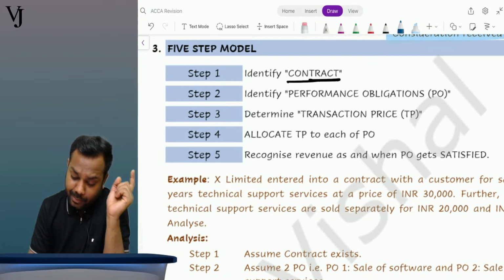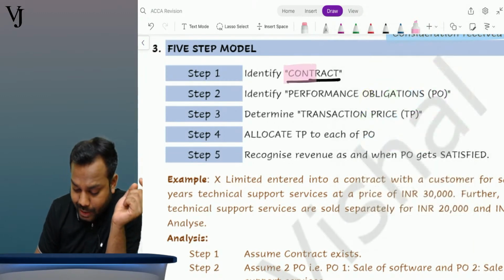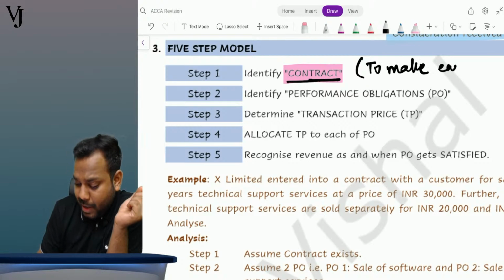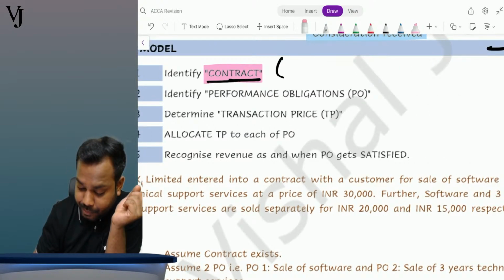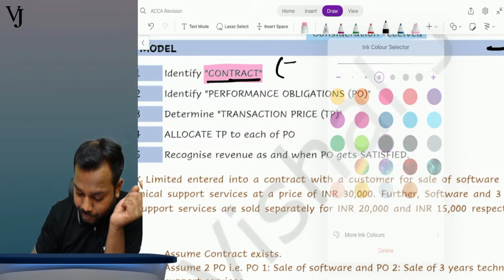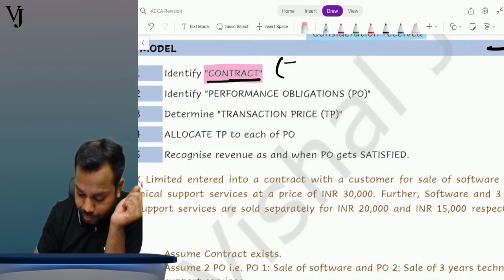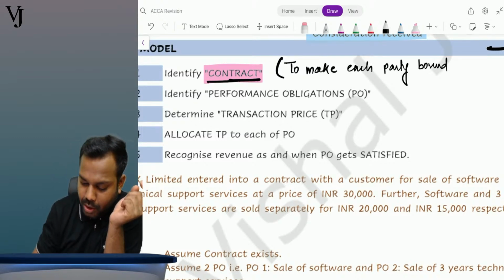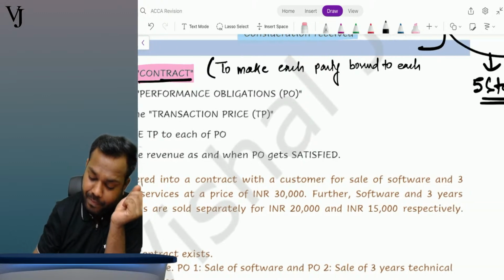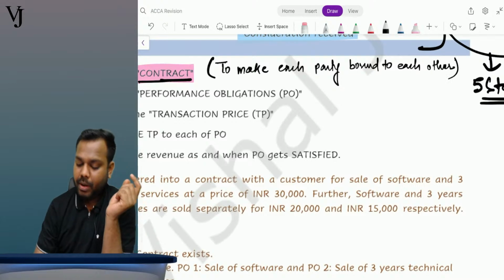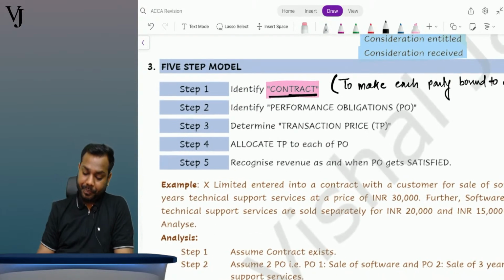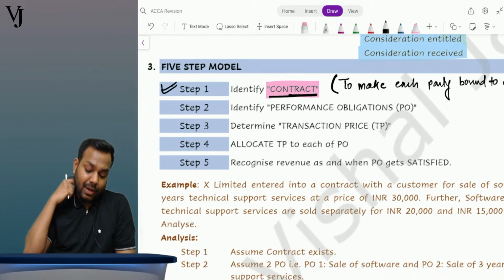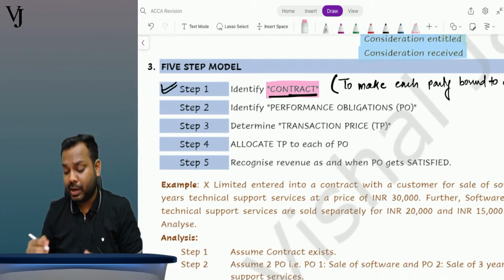So, there are 5 steps. First of all, identify contract. The relevance is to make each party bound to each other. Okay, this is step number 1. Now, step number 2, identify performance obligation, which means what is the obligation of the entity towards the customer.